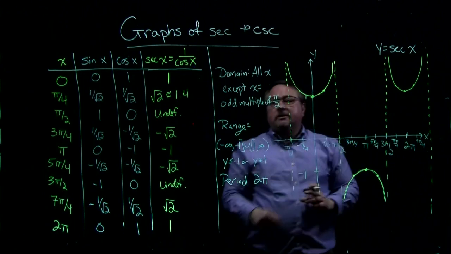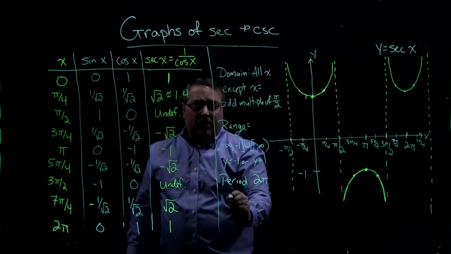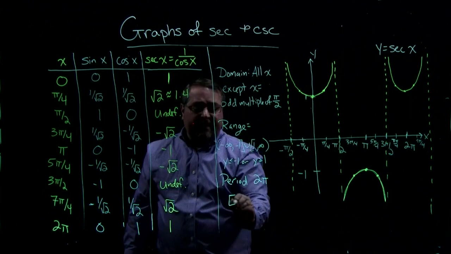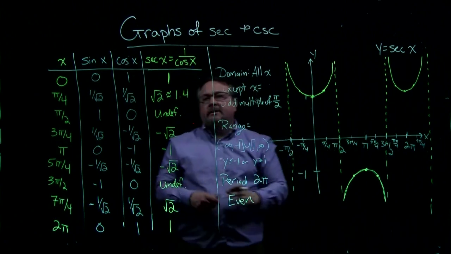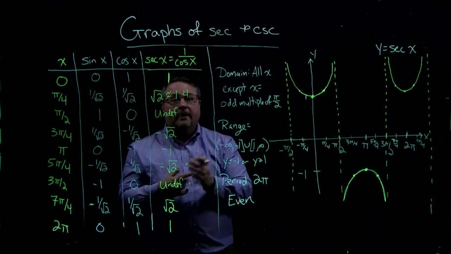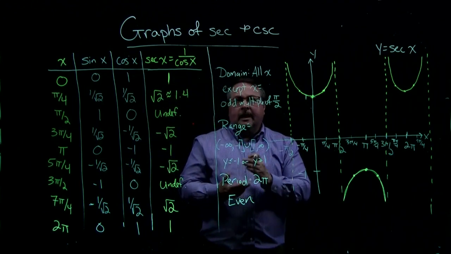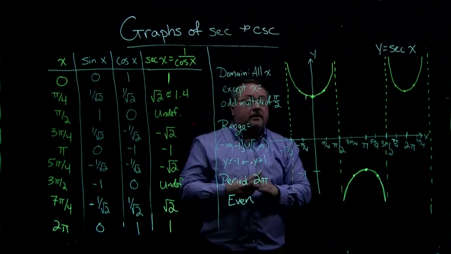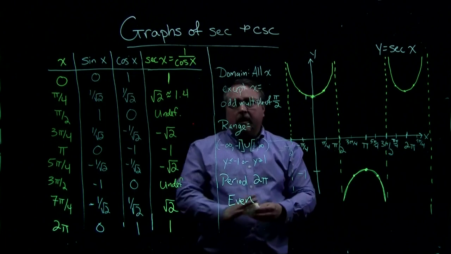And just like its reciprocal function, we see the symmetry about the y-axis, so the secant graph is even. Okay, so out of our 6 fundamental trig functions, we have 2 of them that are even, secant and cosine. The other 4 are odd: sine, cosecant, tangent, cotangent. Okay, so that's the graph of the secant function.